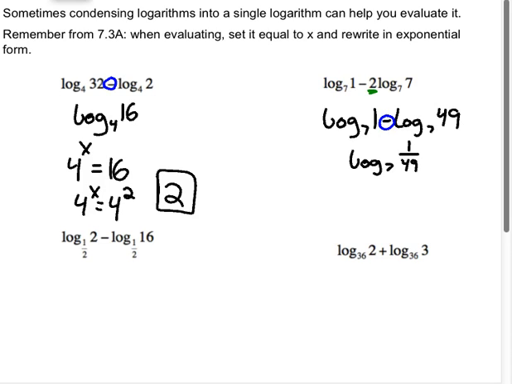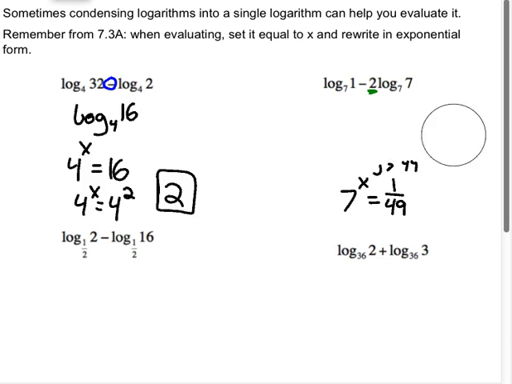Okay? So to make sure I have enough space, well, I can write it like this. So 7 to what power gives me 1 over 49, okay? Remember, that's what a logarithm is answering. The base to what power gives you that number. Okay, so now I'm going to erase a little bit of this because I need more space to write this out.